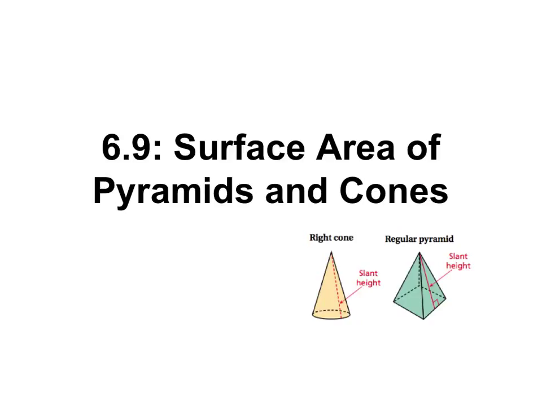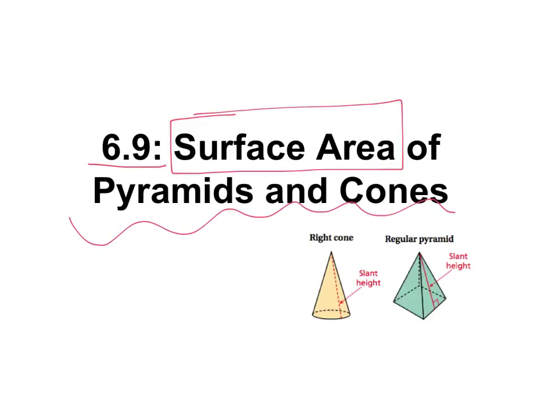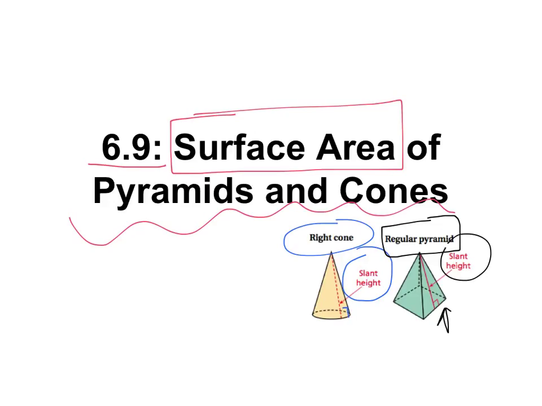Today we're going to do 6.9, and again we're talking about surface area, but now we're going to do pyramids and cones. So we have two examples here. The first one that you see is a right cone because this makes a right angle right here. And we're going to define slant height on the next slide. And then we also have a regular pyramid. Again, we have that right angle, and again, that's slant height.